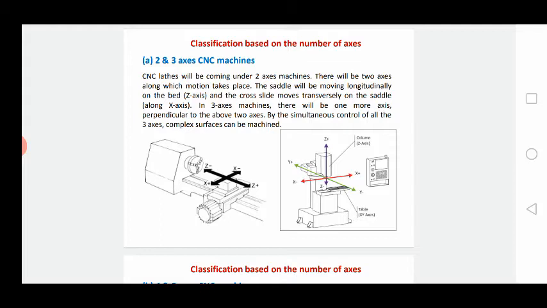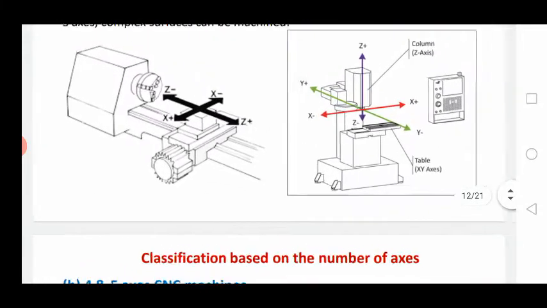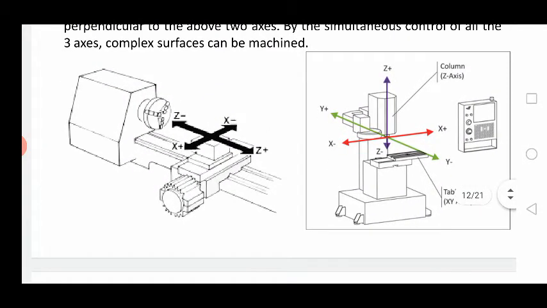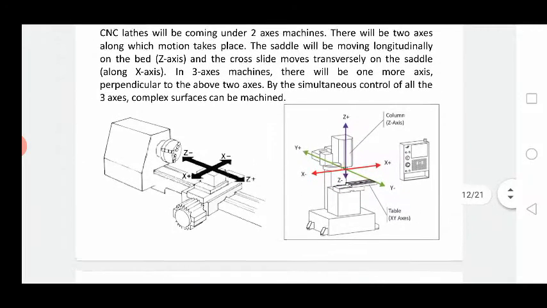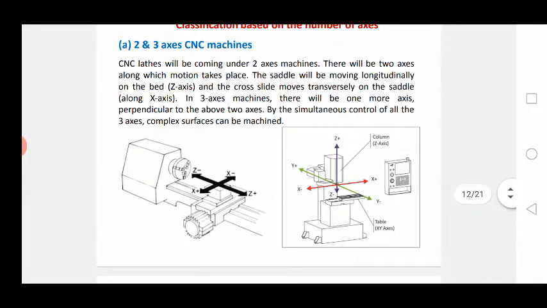Okay, that is nothing but depth of cut, that is what has been given in the x axis, you can observe here. In the x axis the depth of cut is given, and in the z axis the turning path it will be moving on. So we have only 2 axes in the lathes. So there will be 2 axes along which the motion takes place.